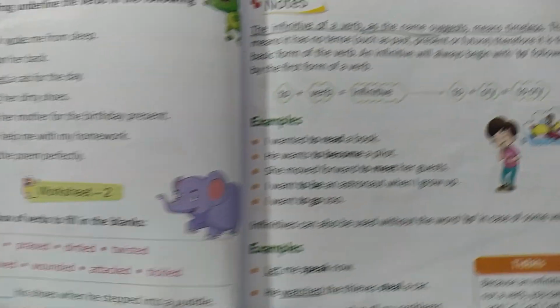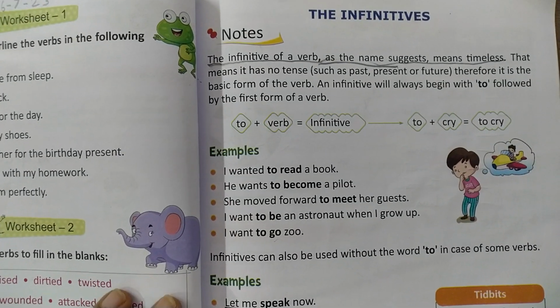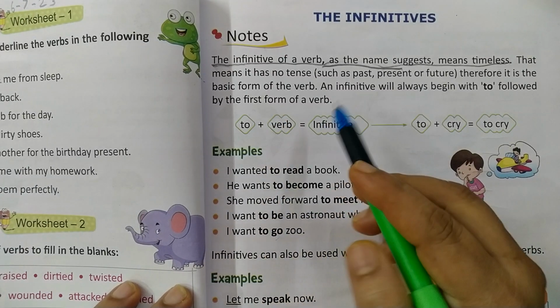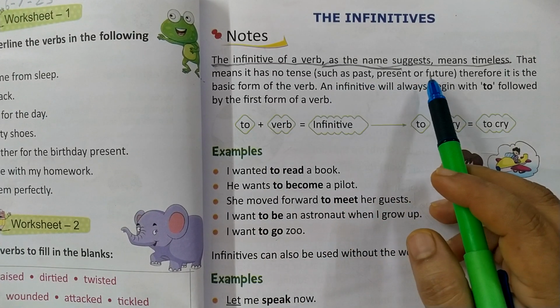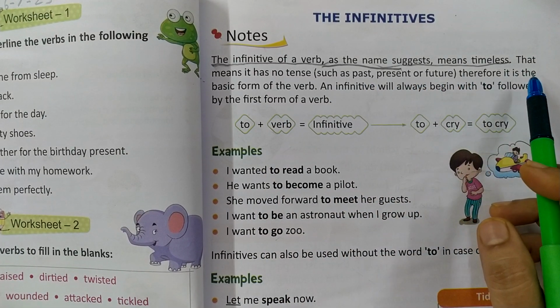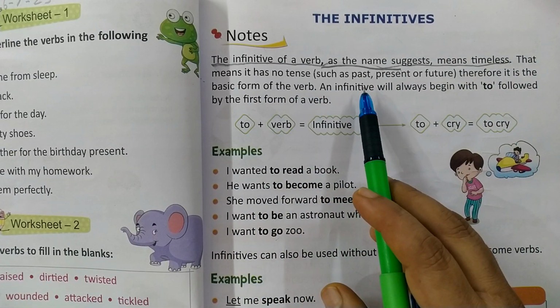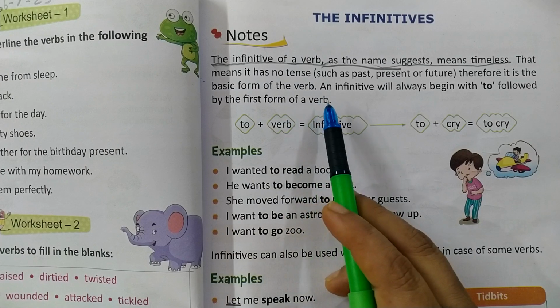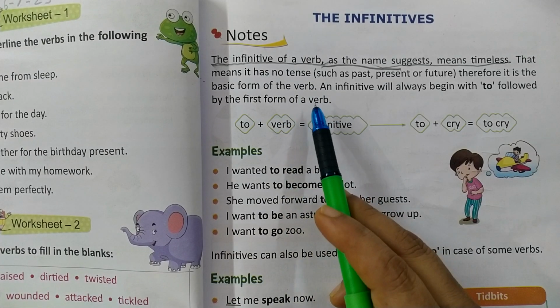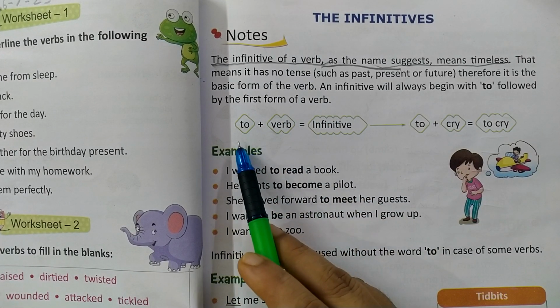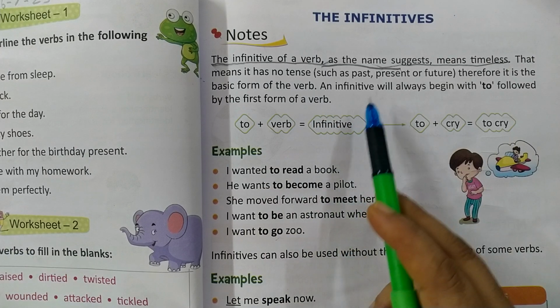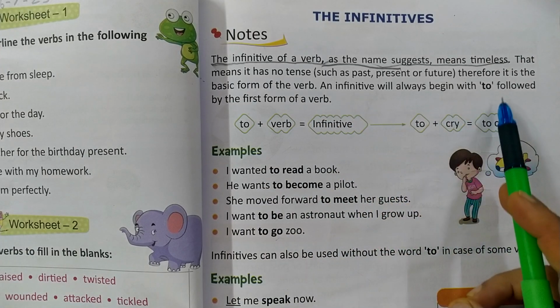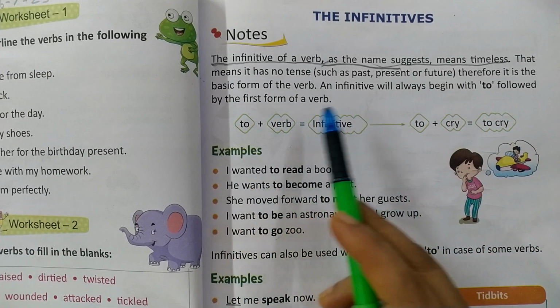Now, what are infinitives? The infinitive of a verb, as the name suggests, means timeless. That means it has no tense such as past, present or future. Therefore, it is the basic form of the verb. Verb is a doing word, and to the verb if we add to, we will get infinitive. An infinitive will always begin with to followed by the first form of a verb.